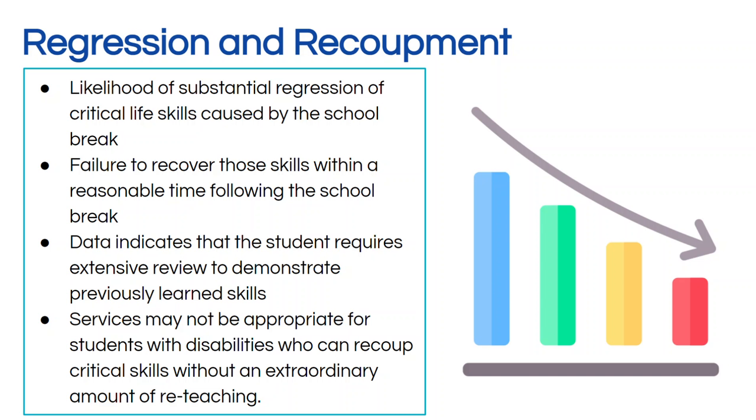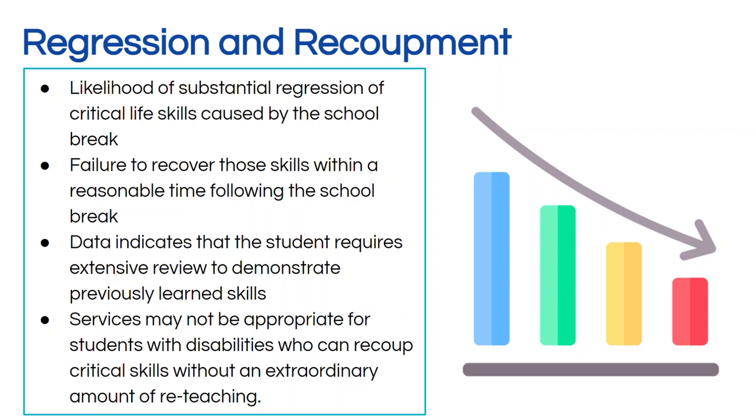Regression and recoupment. The IEP team determines whether without ESY services, there is a likelihood of substantial regression of critical life skills caused by the school break that would result in the failure to recover those skills within a reasonable amount of time. For example, after a 2-week school break, it requires 6 to 8 weeks for a student to regain skills. It should be noted that some regression in skills typically occurs with all students, disabled or not, and is not a sufficient basis for ESY services.